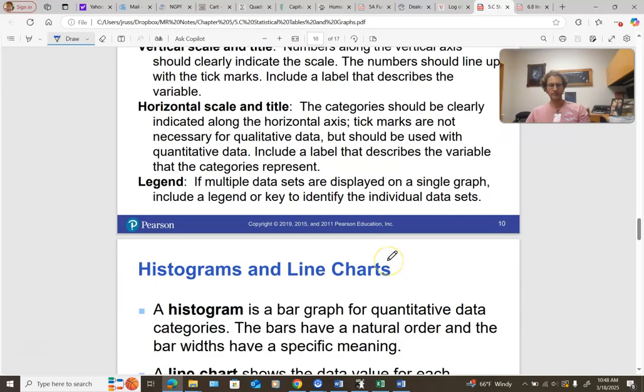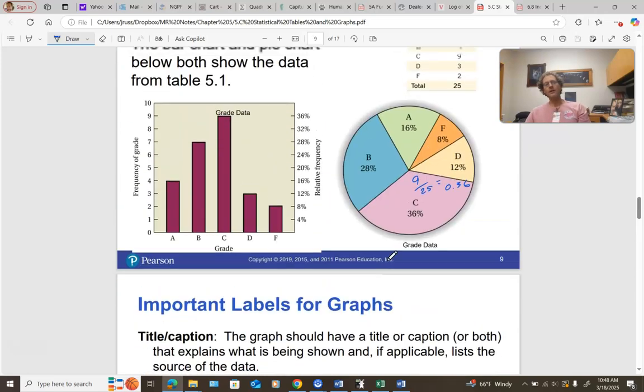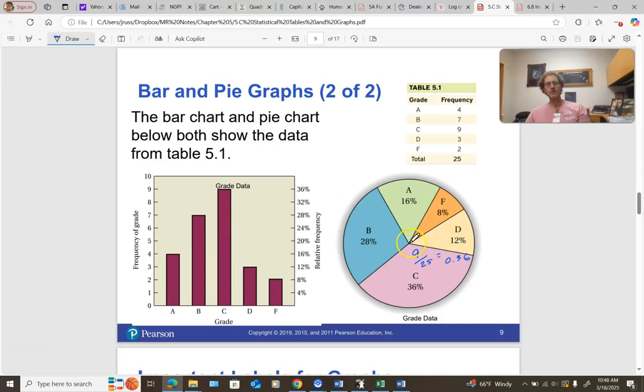Okay. All right. Now, these bar graphs and these pie charts work great for qualitative data. You can think about these grades as being qualitative in a sense. An A is for excellent, a B is for good, a C is for average, a D is below average, and an F is for failing, I guess. But anyway, bar charts and pie charts are typically used for qualitative data.